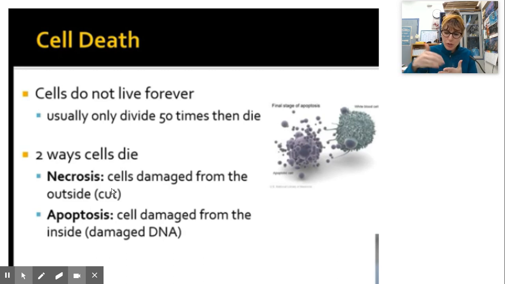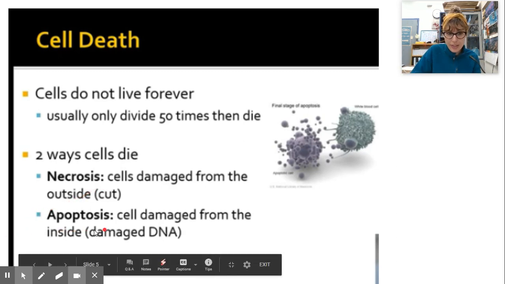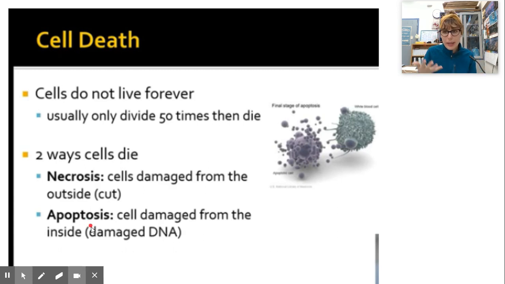So that was damage to your skin cells from the outside. However, there's another really important type of cell death called apoptosis. It's also called programmed cell death or cell suicide.